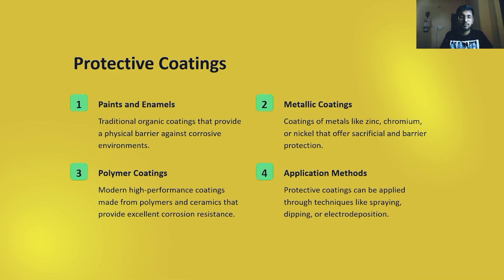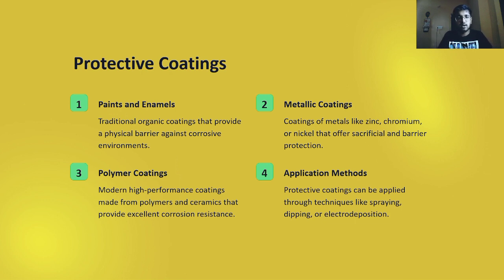Next, there is protective coating. Now there are four things which may help us to fight back against corrosion. First, we have paint and enamels. Second, we have metallic coatings. Third, we have polymer coating. Fourth, we have more application methods which may be helpful for preventing corrosion by adding a protective layer or coatings.